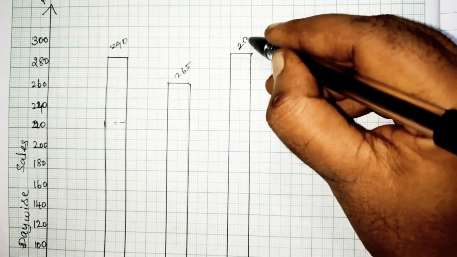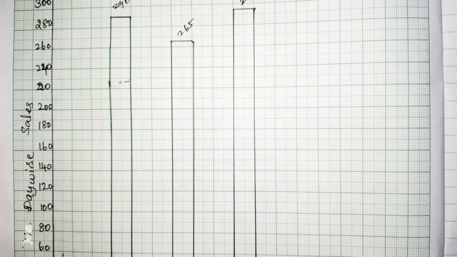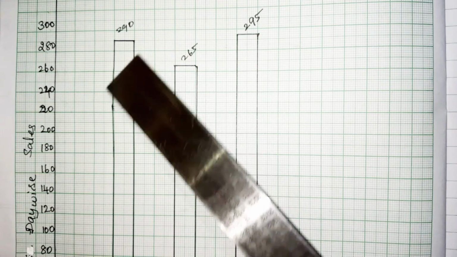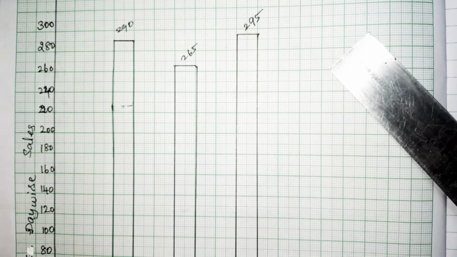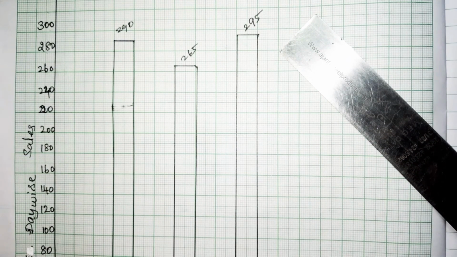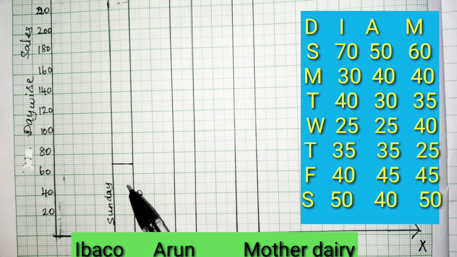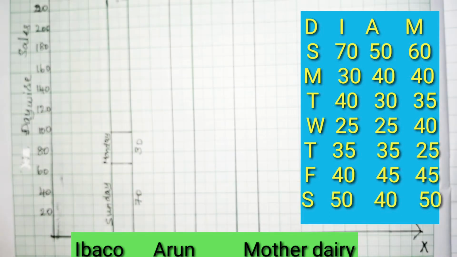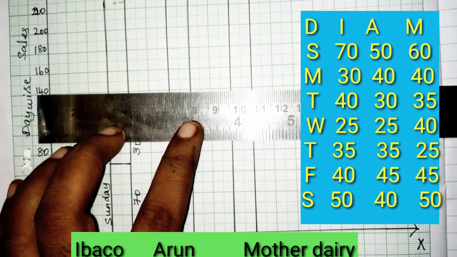The total is 295. So for a subdivided bar diagram, you have to draw a vertical bar for the total, and in that you have to do the split up. The day-wise total for Ibaco is 290, for Arun Ice Cream 265 and for Mother Dairy 295. The Sunday sales for Ibaco is 70, so you mark 70 here. Monday sales is 30, so after 70 you mark 30, that is 100. And for Tuesday the sales is 40, so after 100 you mark 40, that is 140.